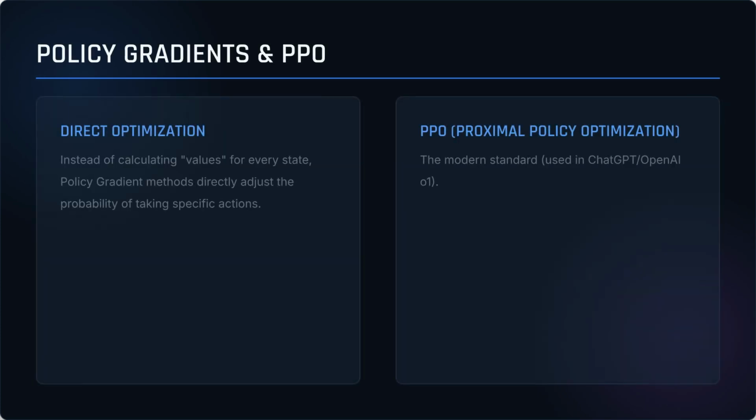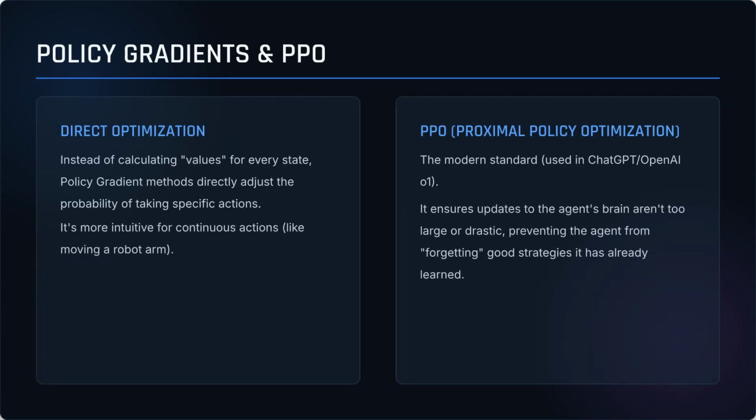Policy gradient methods offer direct optimization, adjusting the probability of taking specific actions instead of calculating state values. Proximal policy optimization, PPO, is the modern standard used in systems like ChatGPT. PPO ensures updates are not too drastic, preventing the agent from forgetting good strategies.